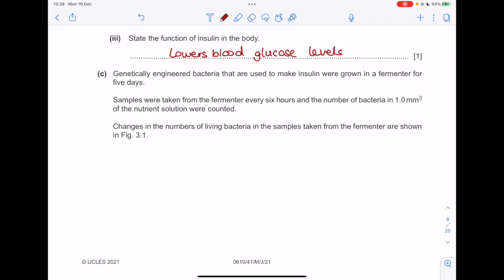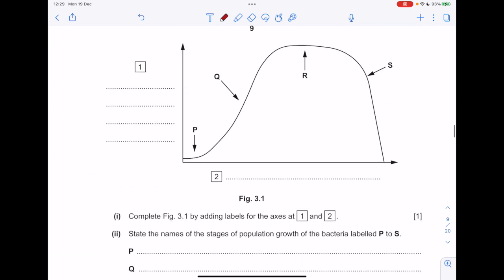Genetically engineered bacteria that are used to make insulin were grown in a fermenter for 5 days. Samples were taken from the fermenter every 6 hours, and the number of bacteria in 1 millimeter cubed of the nutrient solution were counted. Changes in the numbers of living bacteria in the samples taken from the fermenter are shown in figure 3.1. Complete figure 3.1 by adding labels for the axes. So on this side we want to say population of living bacteria, and that's per millimeter cubed, and then label the x-axis time in hours.